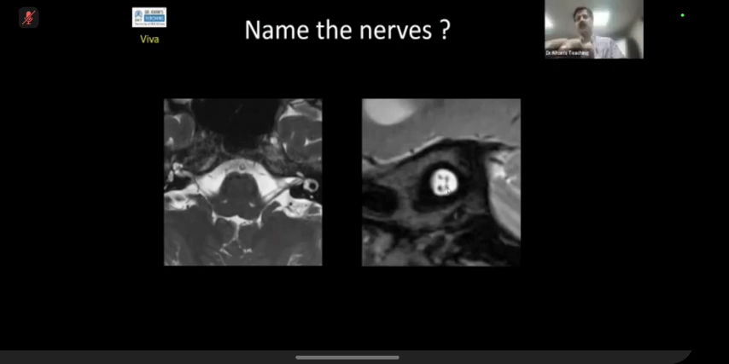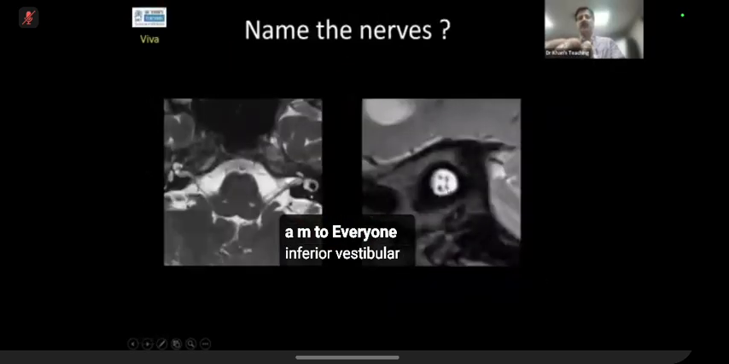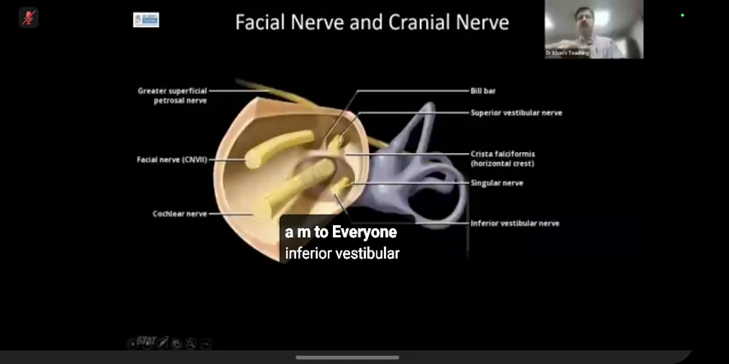This is the inferior vestibular nerve. That is the answer. If you see here, this is the superior vestibular nerve. This is the inferior vestibular nerve. The formula here is 7 up, which is the 7th, and Coke down. So this is the cochlear.